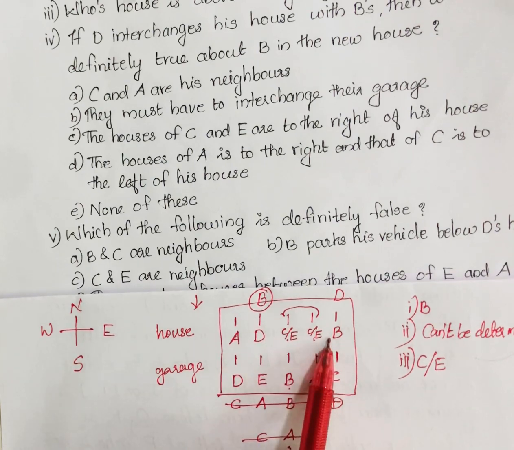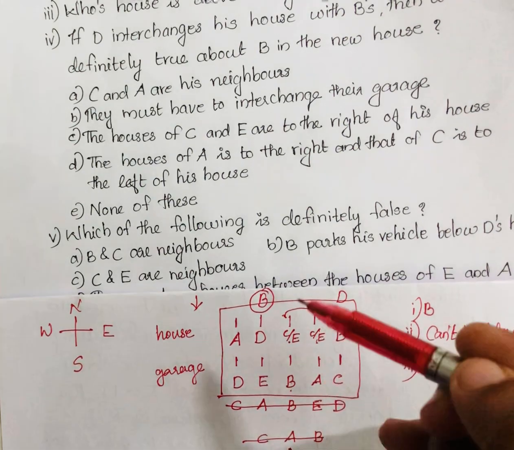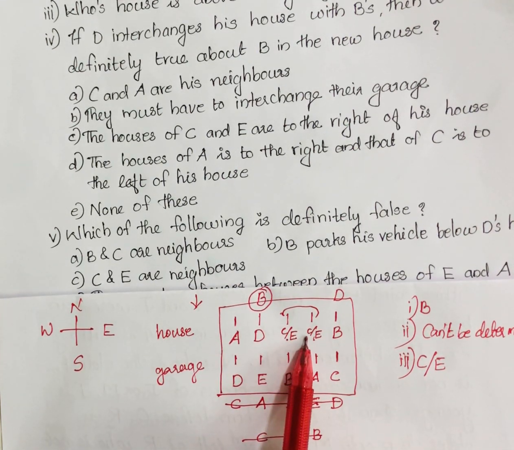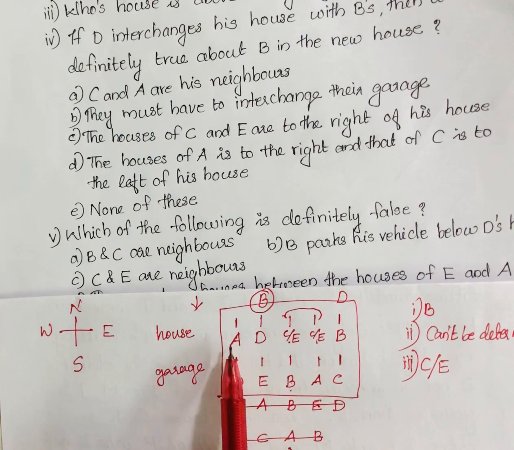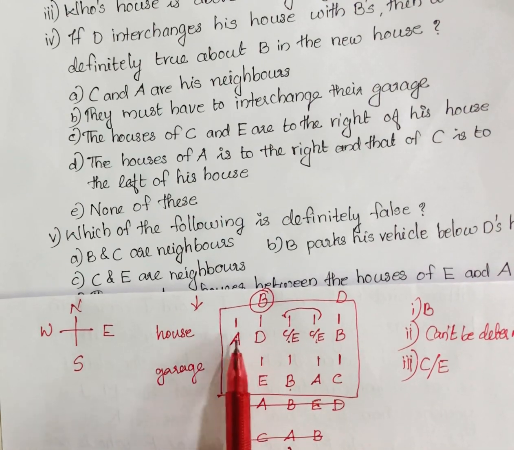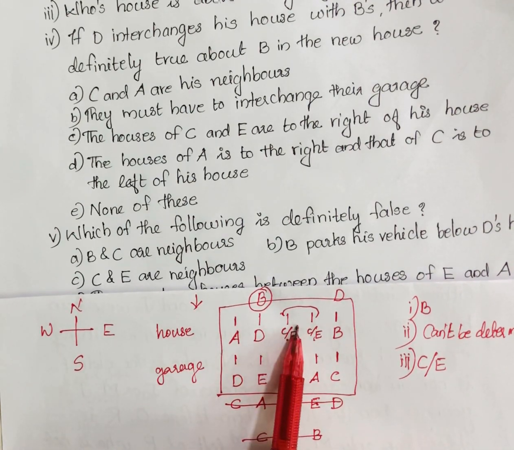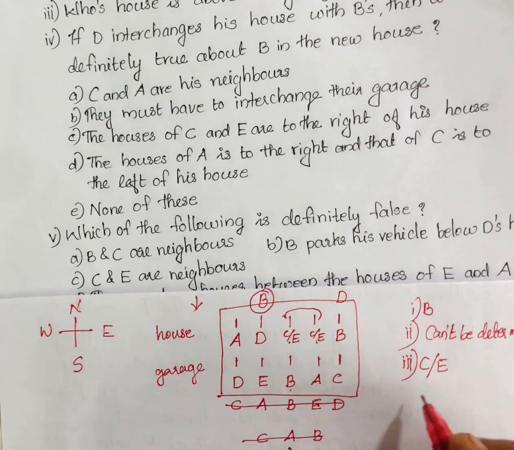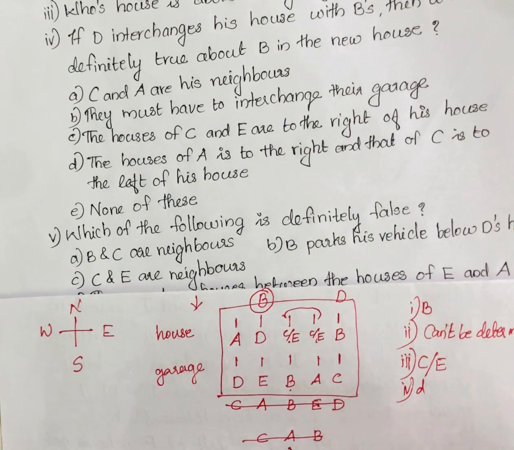Then the houses of C and E are to the right of his house. It is not right. They are facing south. So this is the left side only. So that is also wrong. The house of A is to the right and C is to the left. That is correct. So option D is the correct answer.